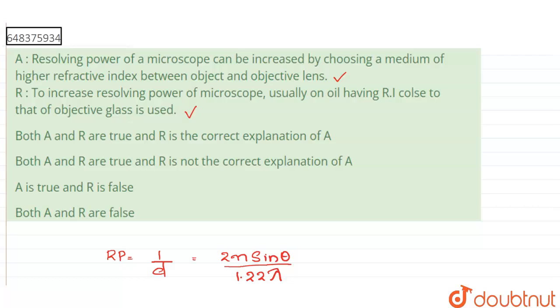So we can say that both A and R are true and R is not the correct explanation of A. If it was the other way around, the reason statement was the assertion one and the assertion statement was the reason one, then we could have chosen the first option, that is both A and R are true and R is the correct explanation of A. But here the reason statement is not the reason for the assertion.